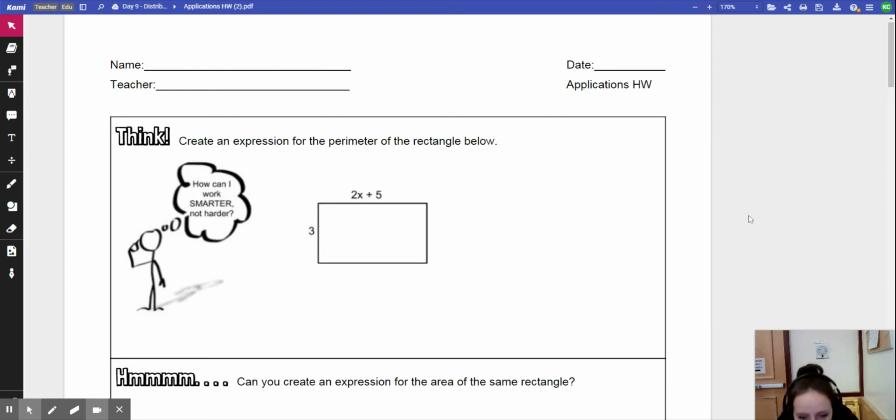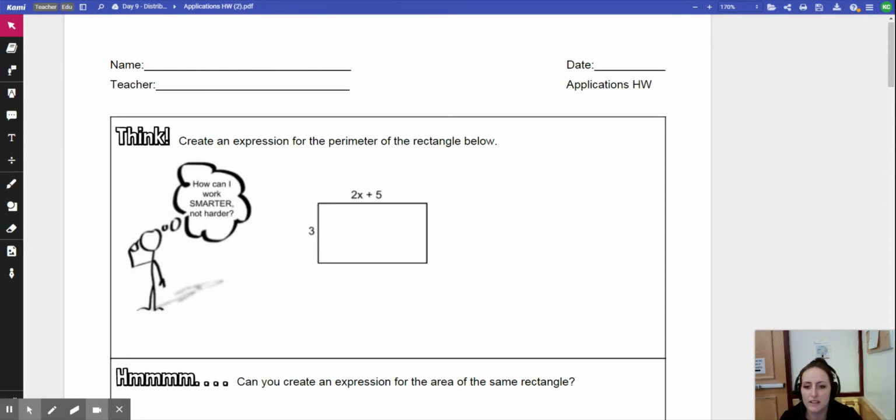Alrighty, hello. And tonight's homework, you are going to take your combining like terms and your distributive property, and you're going to put them together to work smarter, not harder. And we're going to do that with the perimeter and the area. We're also going to learn how to evaluate expressions today as well.